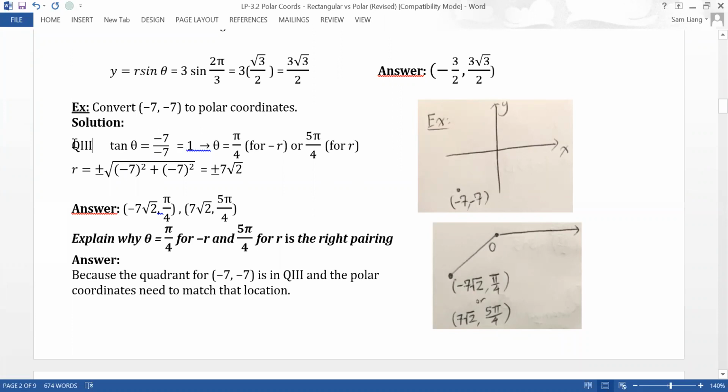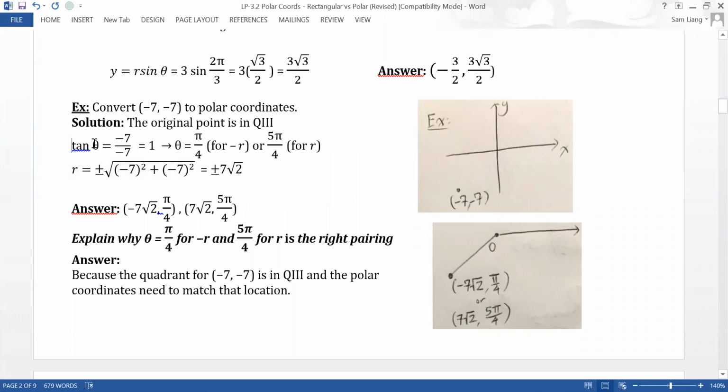And let me write that here actually. Original point is in quadrant 3. All right, just keep that in mind. When we get our r and theta values, we have to match them up accordingly. All right, first thing we're going to do is find the angle.